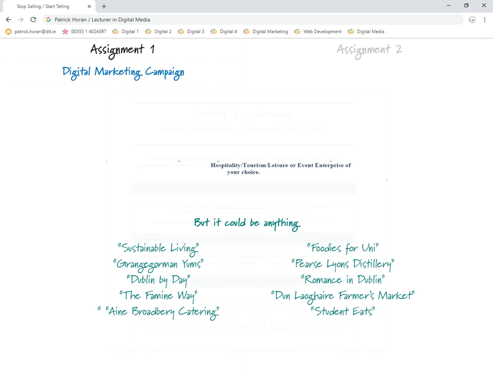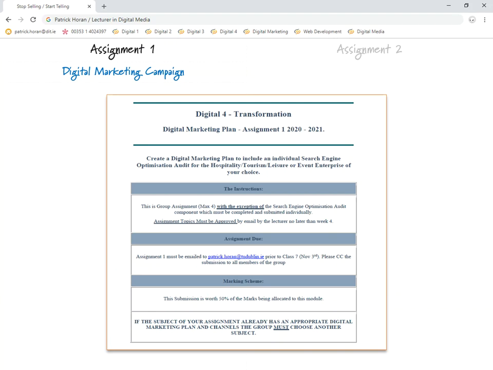And what I want you to do, as an individual or a group, is email me your topic no later than week 4. Okay, and I'll approve it at that stage, and you can then get cracking on your assignment. So the earlier the better.